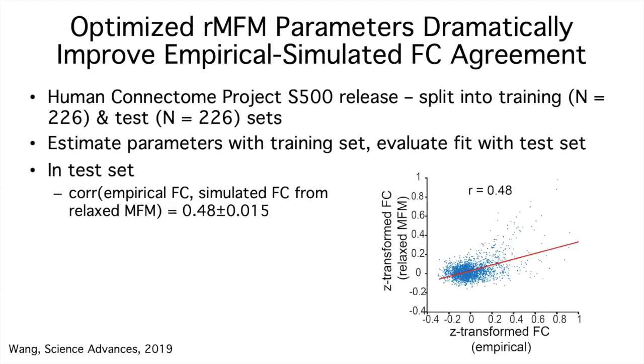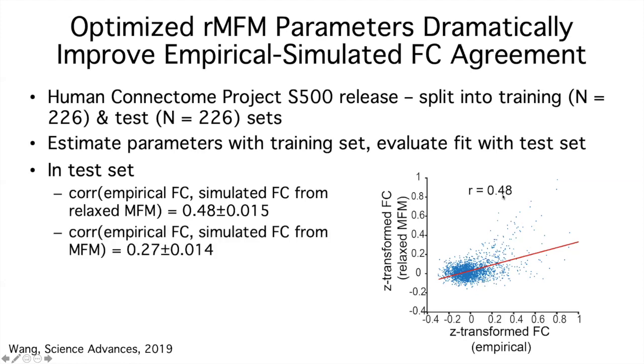So after we estimate the 138 parameters of the relaxed mean view model, the agreement between the empirical function connectivity and the simulated function connectivity is about 0.48. If we simply optimize the original mean view model, so this is the model whereby they assume that all the parameters are constant across the cortex, then the agreement is only 0.27.